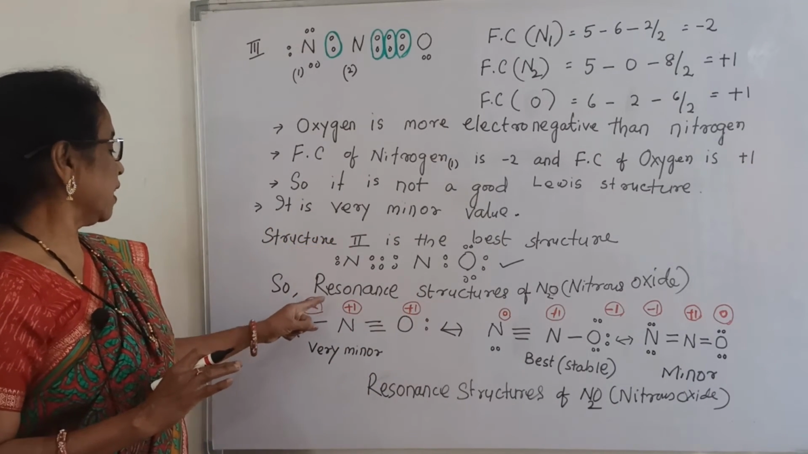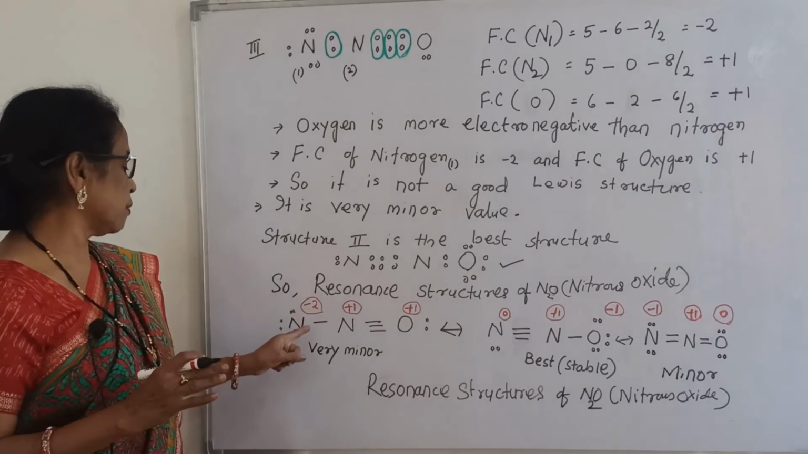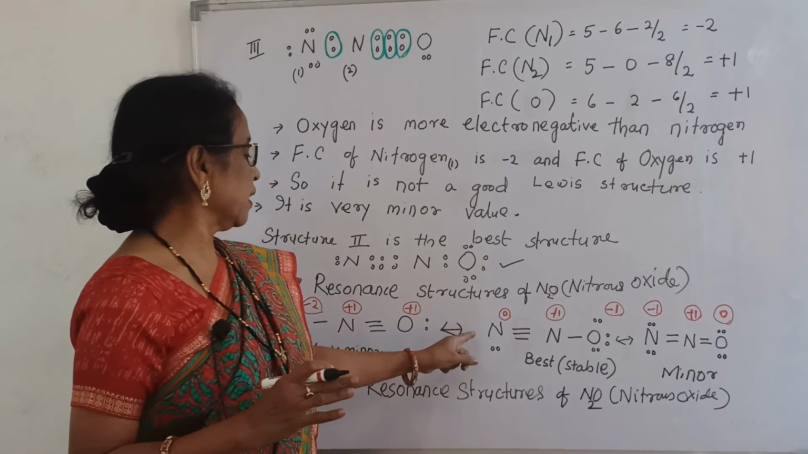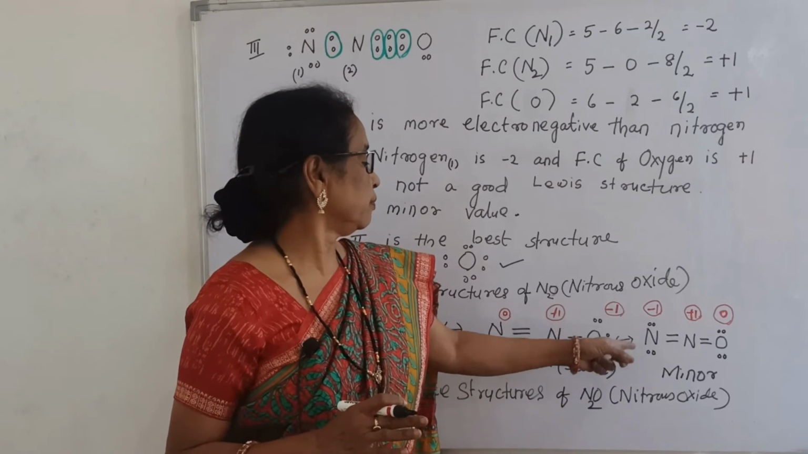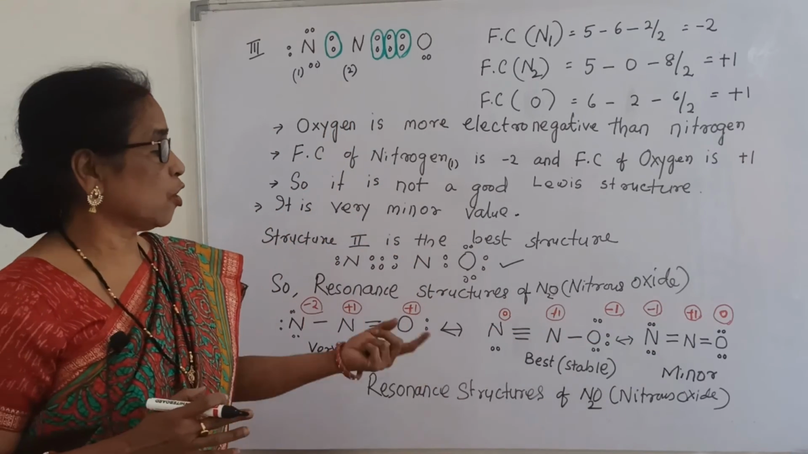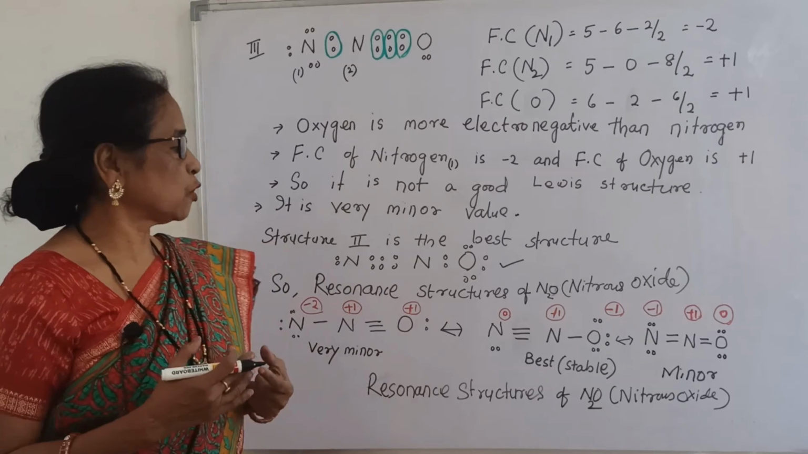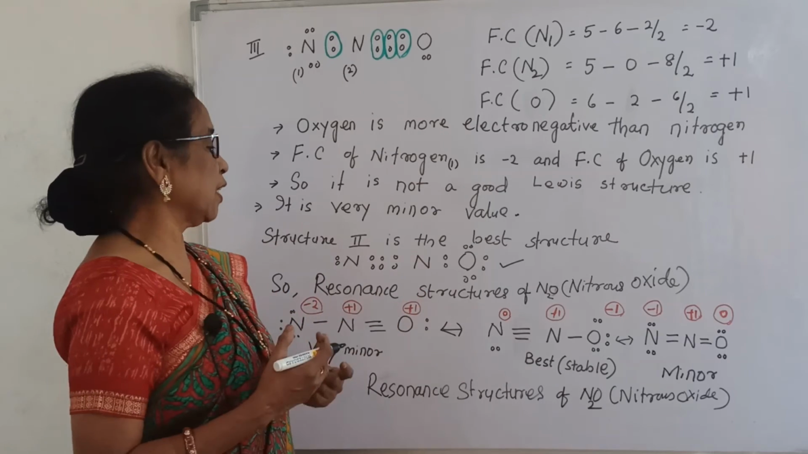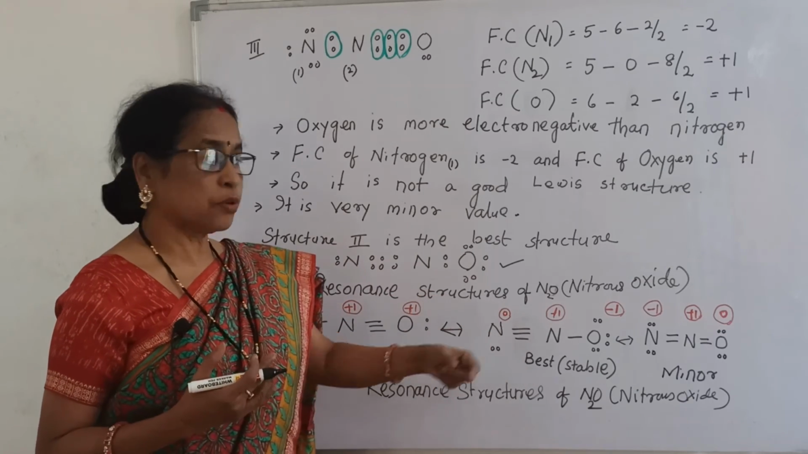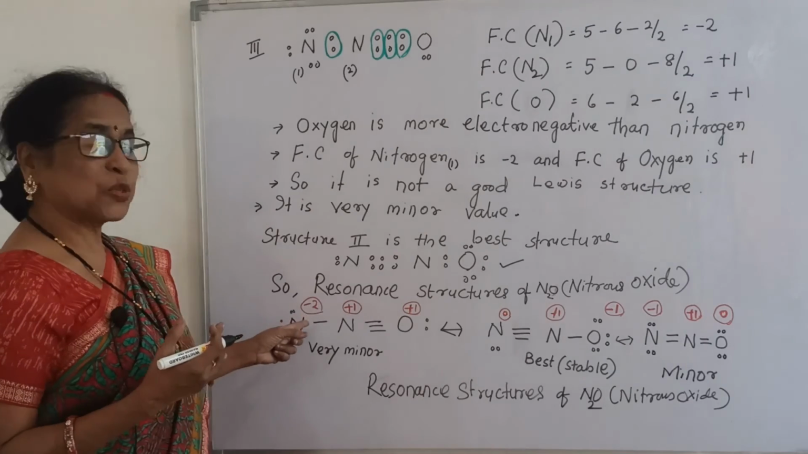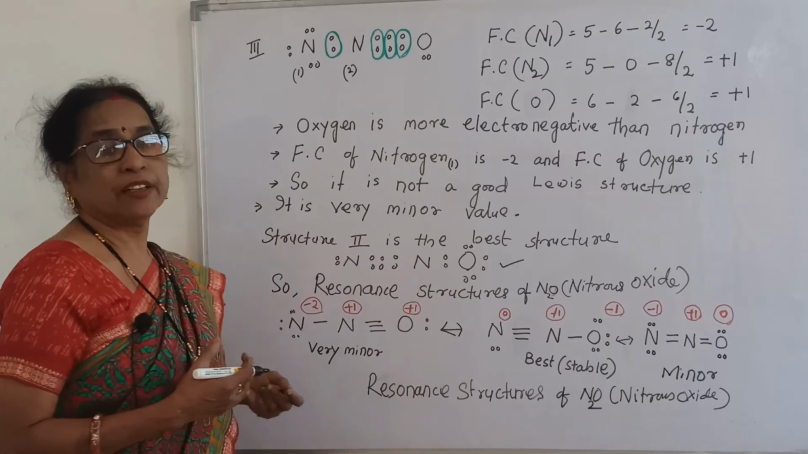Here in the red surrounding, you can find what the formal charges are. Formal charge is -2, +1, +1. And here it is 0, +1, -1, which is the best structure, and here -1, +1, 0, because oxygen should have a negative value compared to nitrogen. It should be more negative than nitrogen. And here oxygen acquires a negative charge, that is very good compared to nitrogen. And here nitrogen is -2, whereas oxygen +1, that is a very minor value.